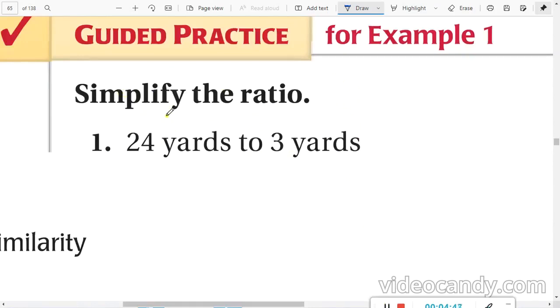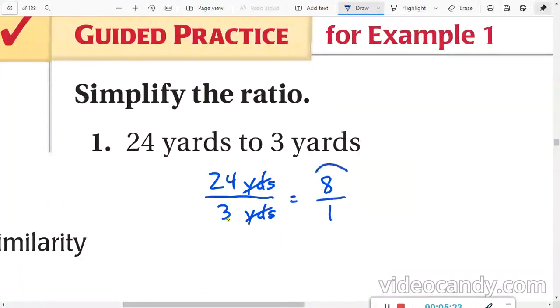Okay, please pause and try guided practice number 1. So we have 24 yards, abbreviated YDS, divided by 3 yards. Okay, the units match, so we can cancel yards. And of course, 24 divided by 3 is just 8. But we want it as a ratio. So I'm going to make it 8 over 1. Okay, it's still equivalent to 8, but it's in the form of a ratio.